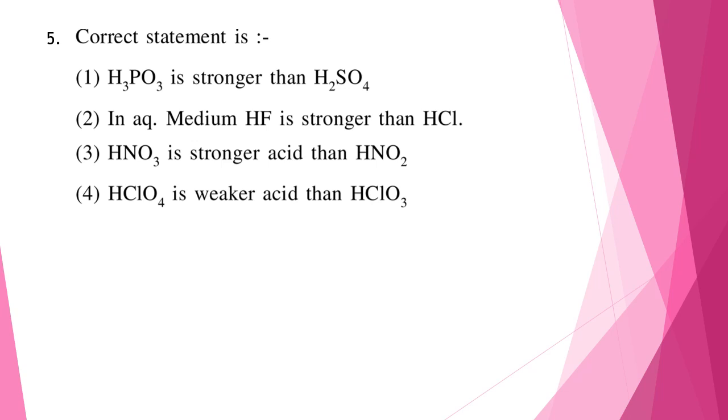Let's also check option 4. HClO4 is a weaker acid than HClO3. As I've told earlier also, the oxidation state of Cl is more in HClO4, so it should be stronger. So there is only one correct statement and that is option 3.